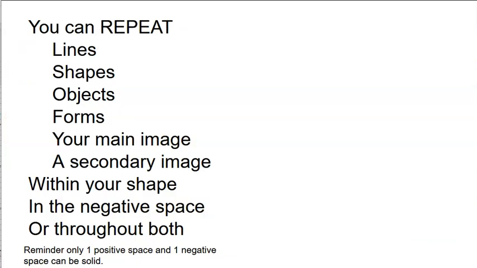Now for your square, you can repeat lines, shapes, objects, forms. You can repeat your main image, or you can even pick a secondary image to repeat. Within your shape, you can do your repetition. In the negative space, you can do your repetition, or throughout, both.